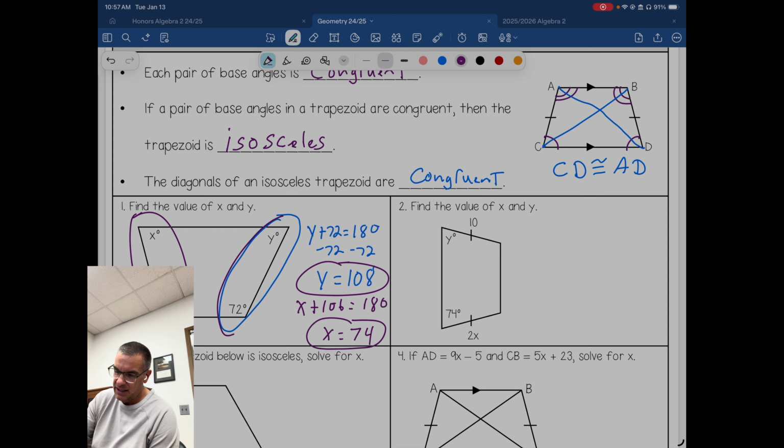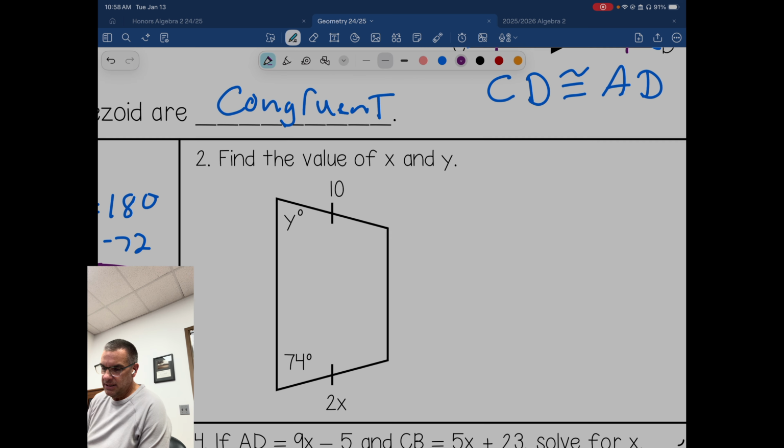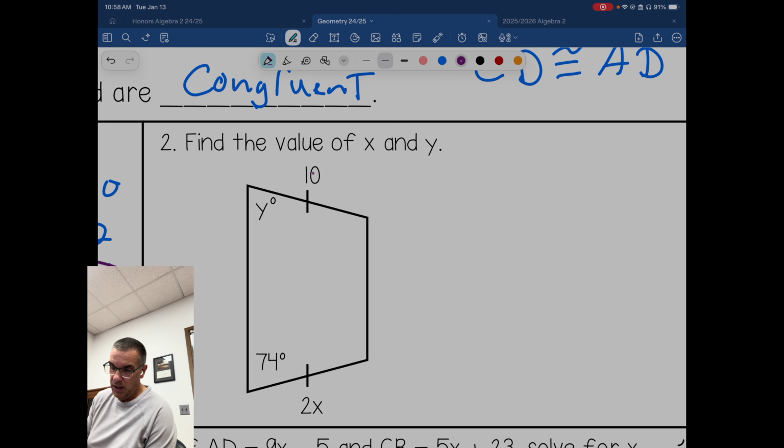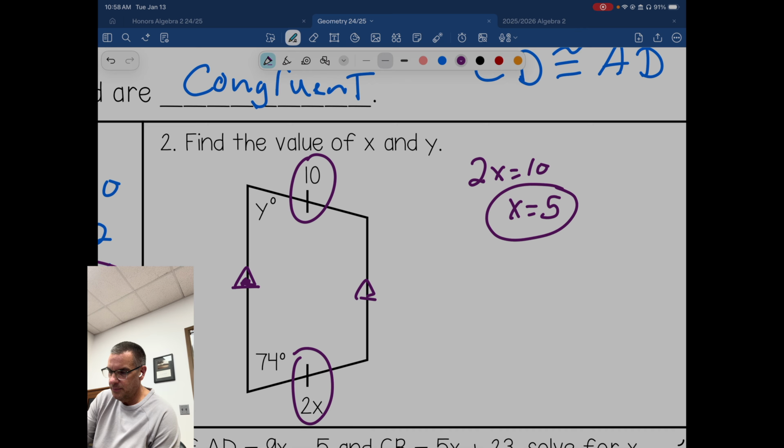So there's another thing to keep in mind. The angles that run along the leg, those are going to be supplementary to each other because they're same side interior angles. All right, the next one says find the value of x and y. Well, it tells us that these two are congruent to each other. We're going to assume that it's a trapezoid, even though those things aren't there. So if it's an isosceles trapezoid, those tick marks mean it's congruent. So 2x has to equal 10, divide, you get x is equal to 5.